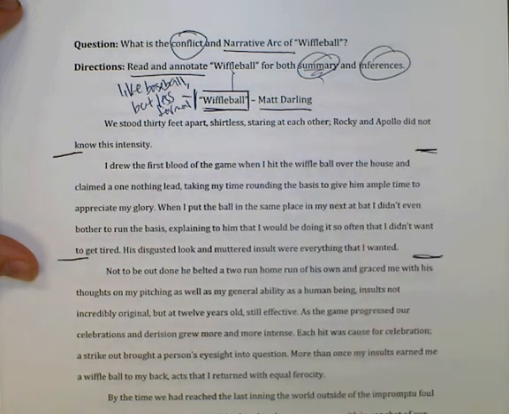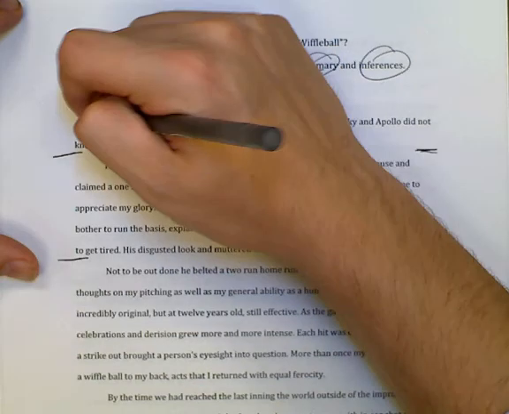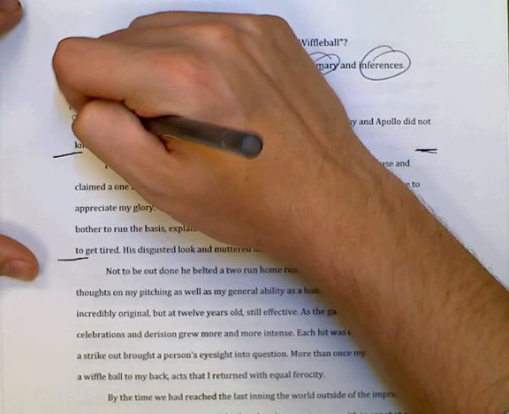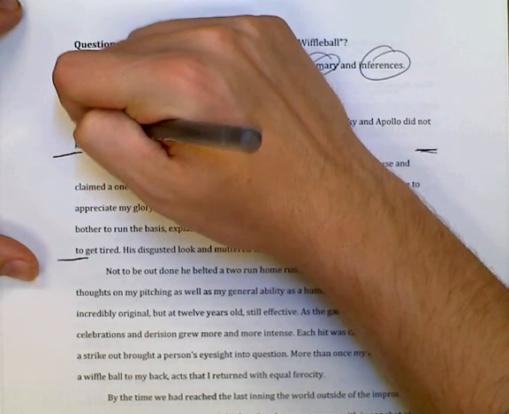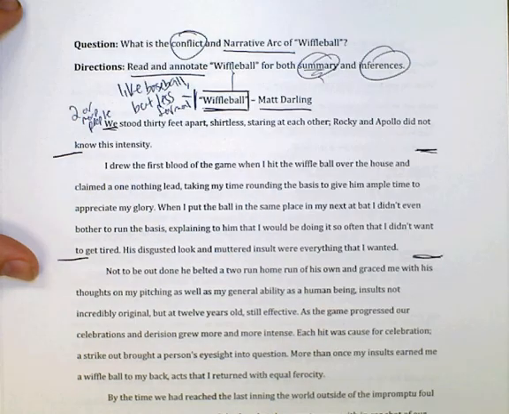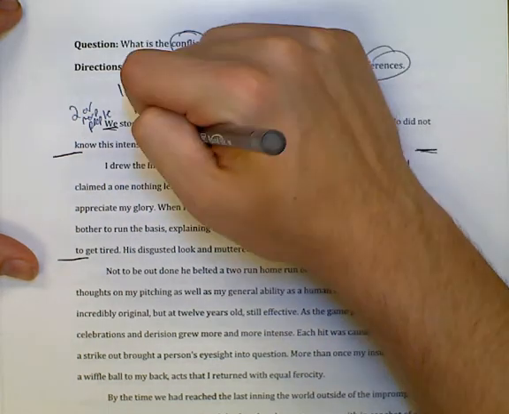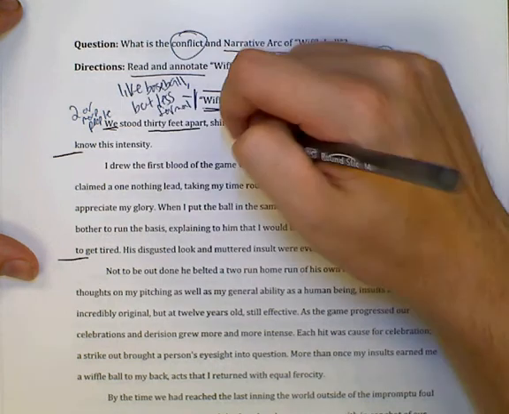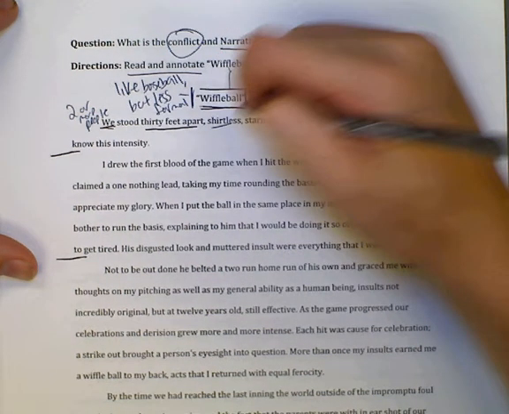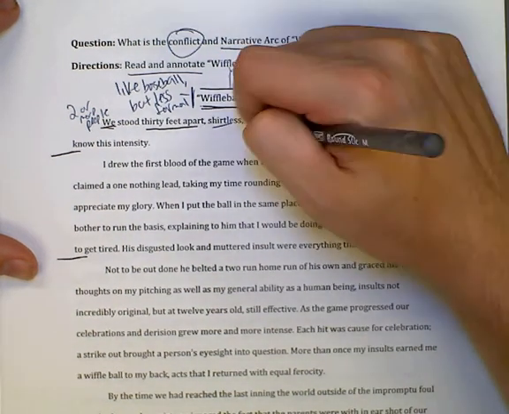And right off the bat, I have "we," which means I'm talking about two people or more. And I'm writing that down. Alright, "30 feet apart," I'm just going to underline because it gives me a distance. "Shirtless," and then "staring at each other."